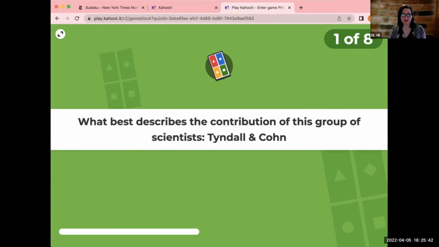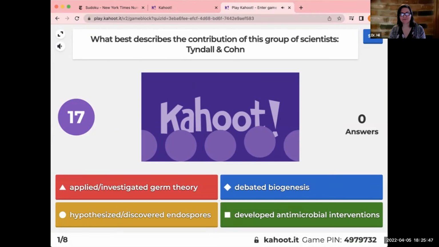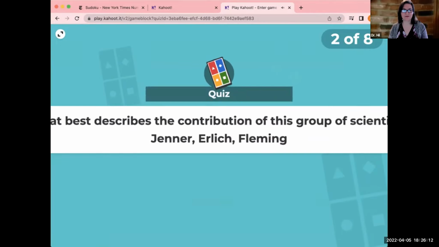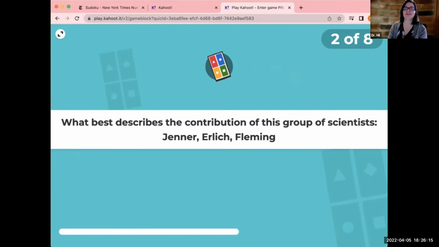What best describes the contribution of Tyndall and Cohn? It was hypothesized or discovered endospores. Good job. What best describes the contribution of this group of scientists, Jenner, Ehrlich, and Fleming?